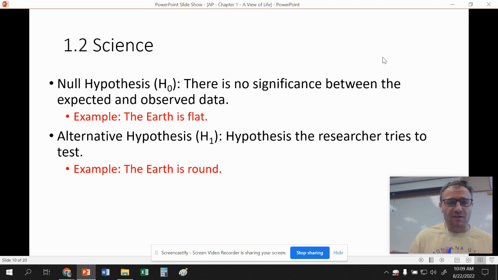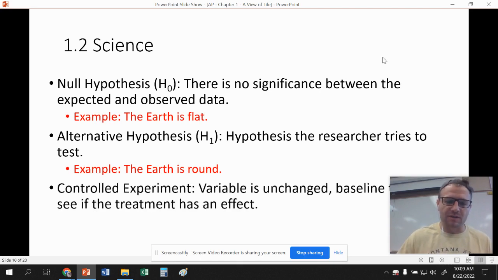The examples that I have here, the Earth is flat and the Earth is round. You're trying to disprove one and not prove the other, but support it with evidence. And these are not great examples in the sense of what we'd be doing in class, but I'm trying to get you to understand what the difference between null and alternative hypothesis is.